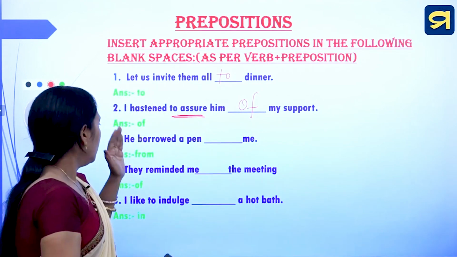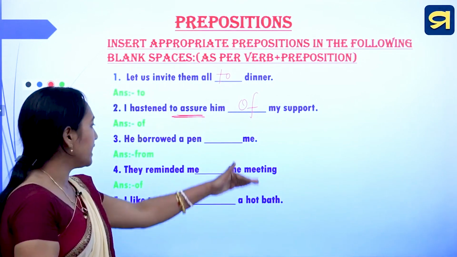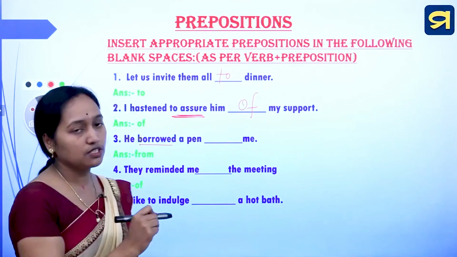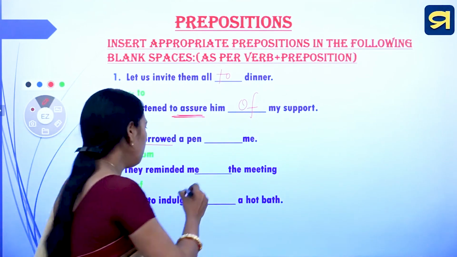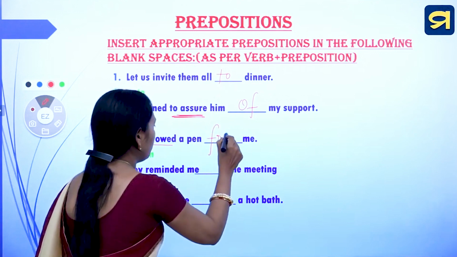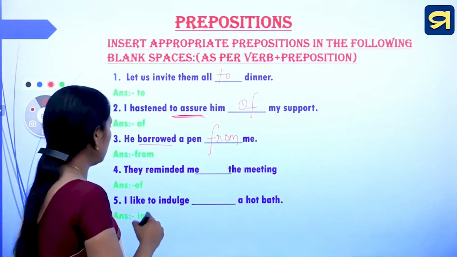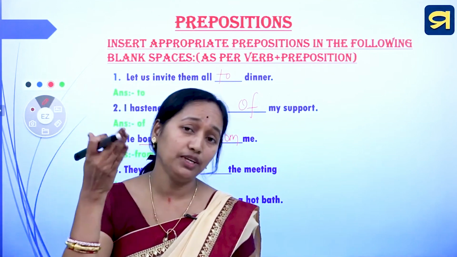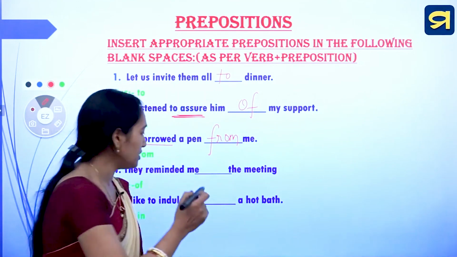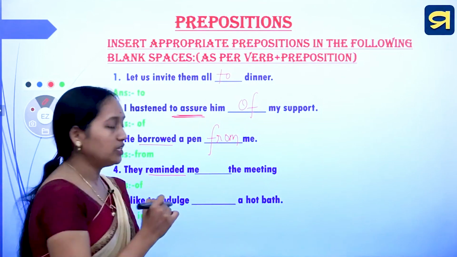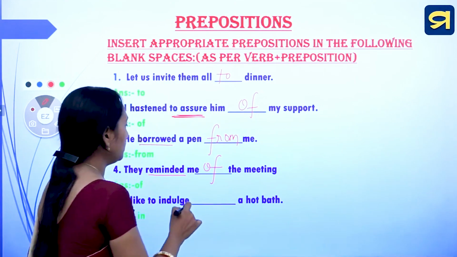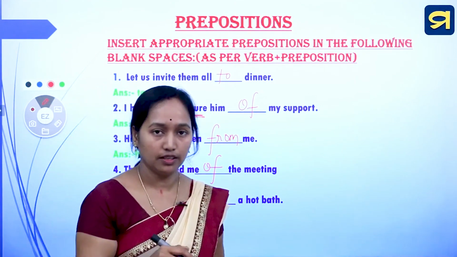The third one: he borrowed a pen dash me. Borrowed is your verb. So which preposition will be used? Very good. From me. Number 4: they reminded me dash the meeting. The verb is reminded. Which preposition will be used? Of. They reminded me of the meeting.